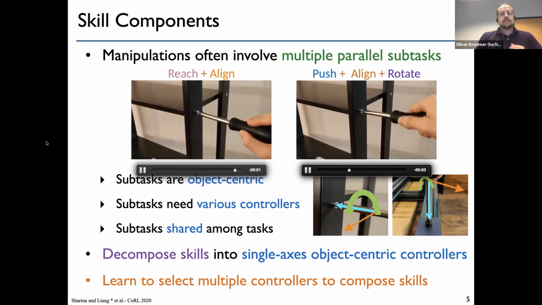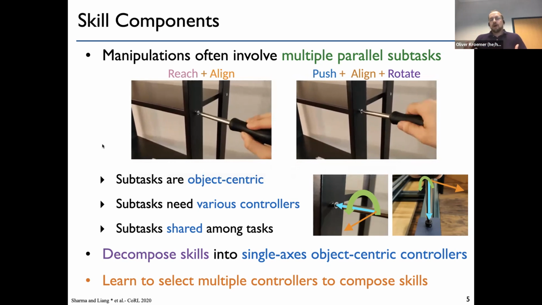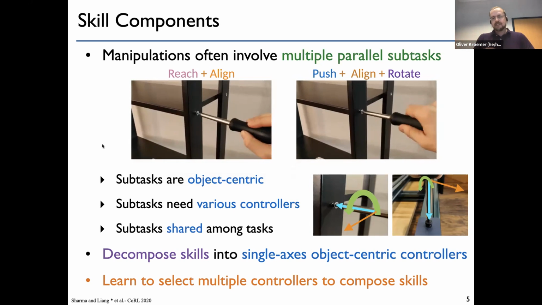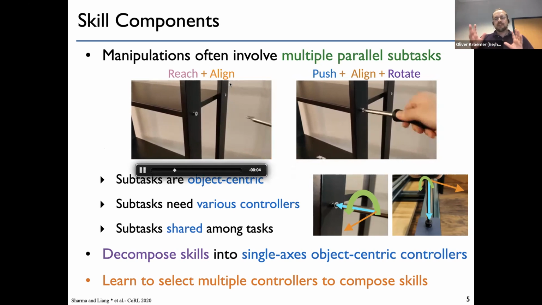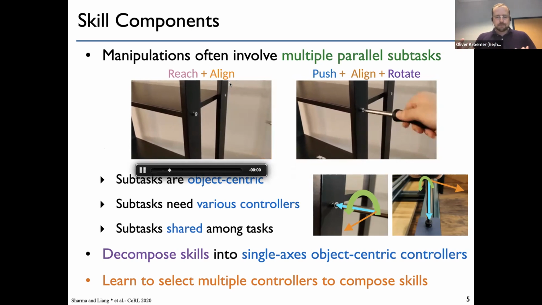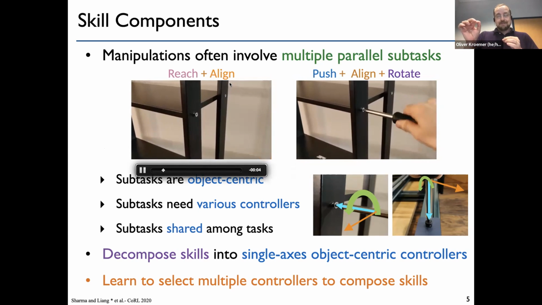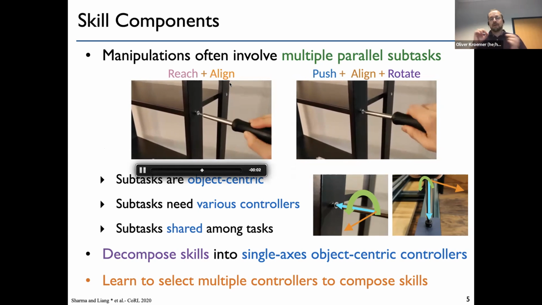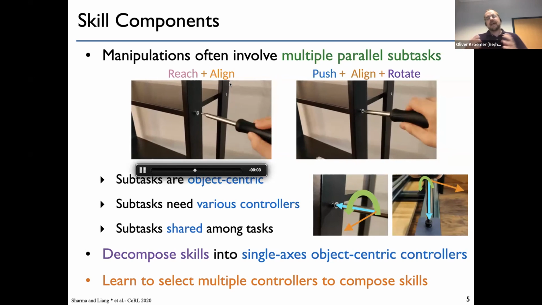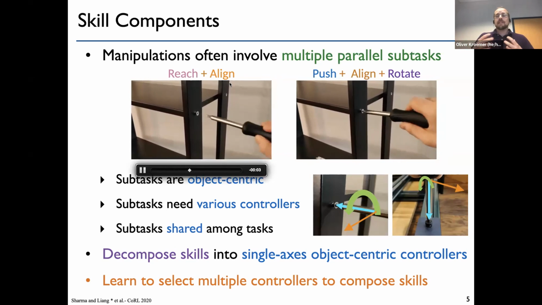And so what we see here is that what we really want is controllers that are object-centric and very modular. So we can take different kinds of task axis controllers, whether that's reaching, aligning, pushing, or rotating, and compose them together to create an actual skill. And many of these skills are going to have shared controllers between them. And so what we've been looking at is how we can compose different single-axis object-centric controllers in order to create skills.